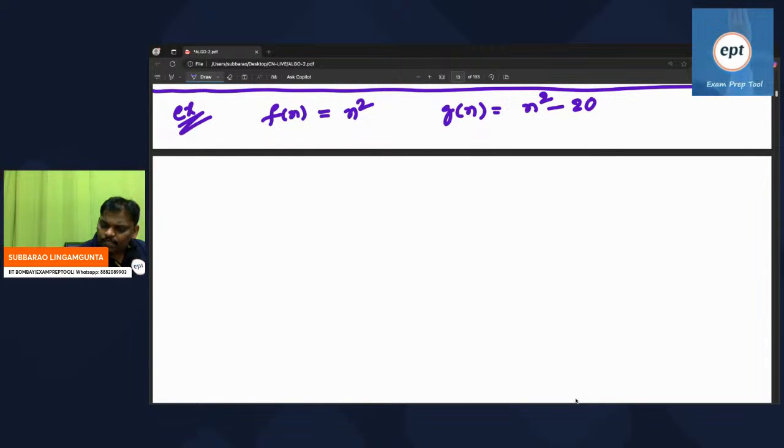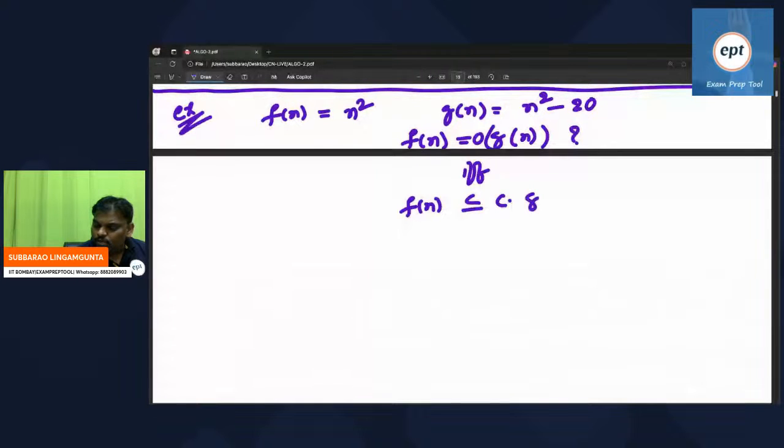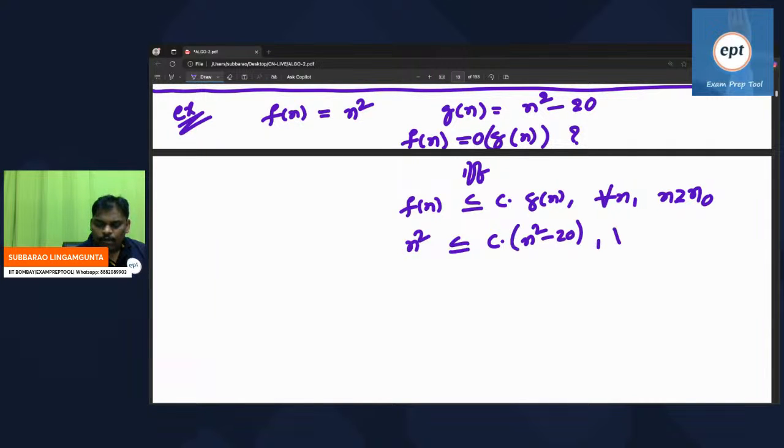Right now, can I say this? Let's check. If and only if, can I do this or not? Let's check. f of n is less than or equal to some c into g of n for all n where n is greater than or equal to n0, where f of n is n square, less than or equal to some c times g of n, which is n square minus 20, for all n greater than or equal to n0.